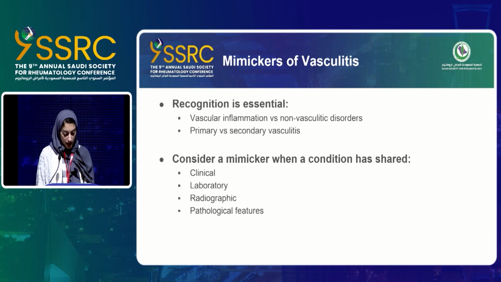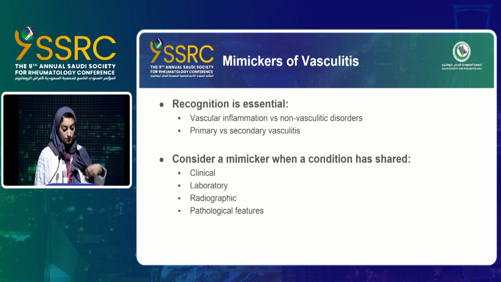And while prompt diagnosis of vasculitis is important, recognition of vasculitis mimics is equally essential. Distinguishing vascular inflammation from non-vasculitic disorders has significant therapeutic implications, and distinguishing primary from secondary vasculitis is very important, basically because the treatment will be different. We should consider a mimicker when a condition shares clinical, laboratory, radiographic, and pathological features of vasculitis that may include purpura, end organ damage, vascular aneurysm or stenosis, and multi-organ failure.